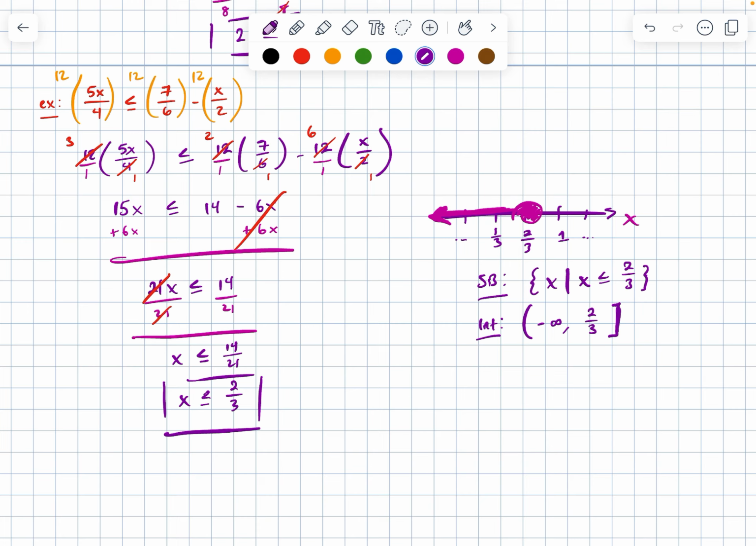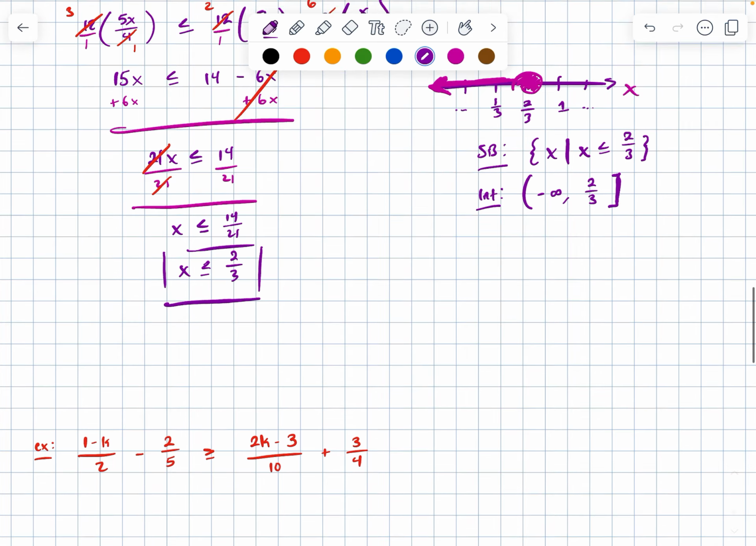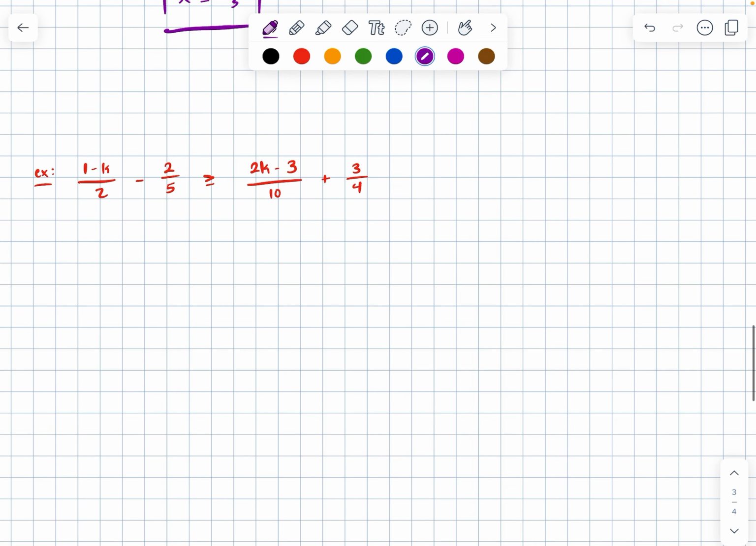It gets a parentheses. 2/3 has a closed circle. It gets a bracket. Beautiful. And one last one for the road.